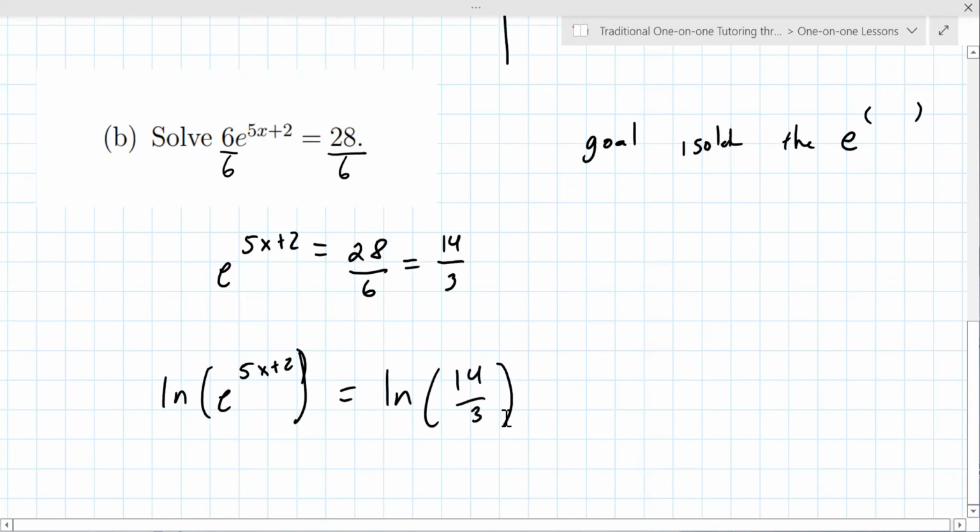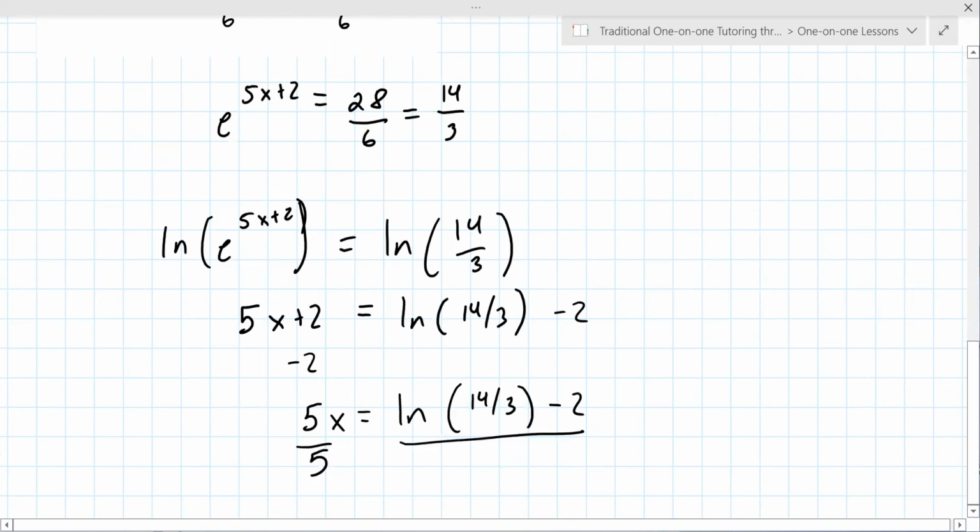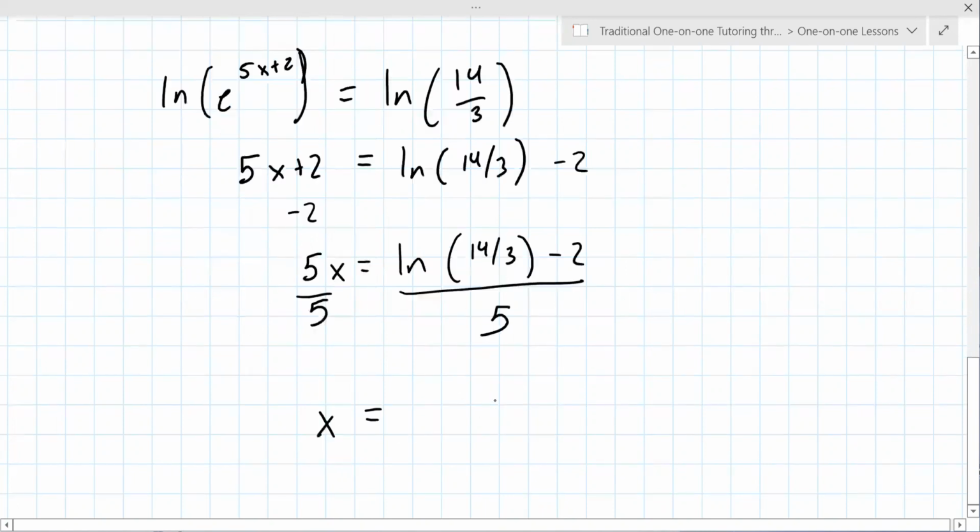Okay, and this is correct. It just doesn't look great, but it does undo the E. So on the left side, you get 5x plus 2 equals natural log of 14 over 3. And then you're just solving for x. I mean, natural log of 14 over 3 is a number. You're going to subtract 2 from both sides, then divide everything by 5, and that's your answer. So this is completely correct.